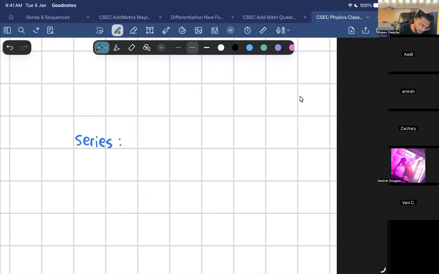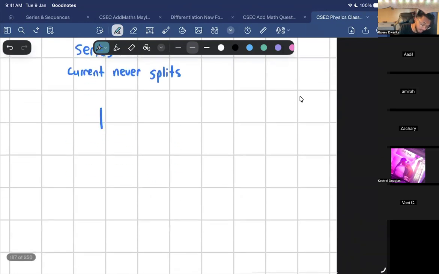In a series circuit, the current never splits. So let me show you an example of a series circuit now. A battery here. So you have a resistor here.